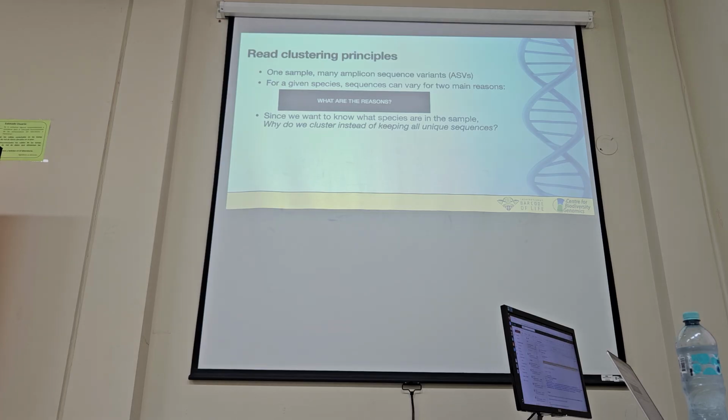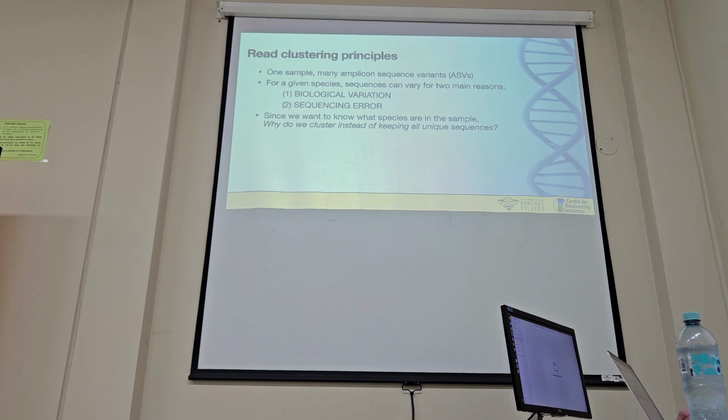The same species, but maybe different populations, for example. So you can have real genetic variation, right? That's important. And second, this one's not biological, but more something that happens as a technical matter: sequencing errors, exactly. Or maybe chimeras, exactly. So you can have real biological variation and sequencing error. Okay, that's important. And we want to know what species are in the sample.